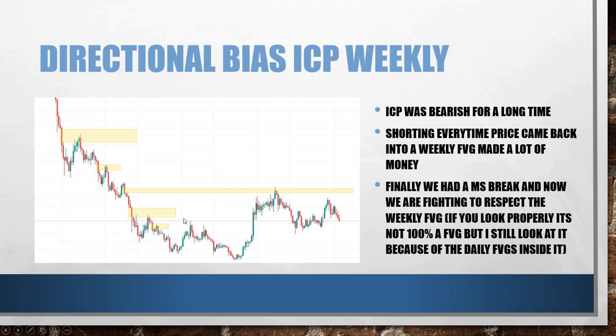ICP was the easiest coin to short all this time, just waiting for price to be back into fair value gaps on the weekly and short it. And even after the big reaction there, we went back up here to one of those gaps and price starting to collapse, and that's where we are right now.